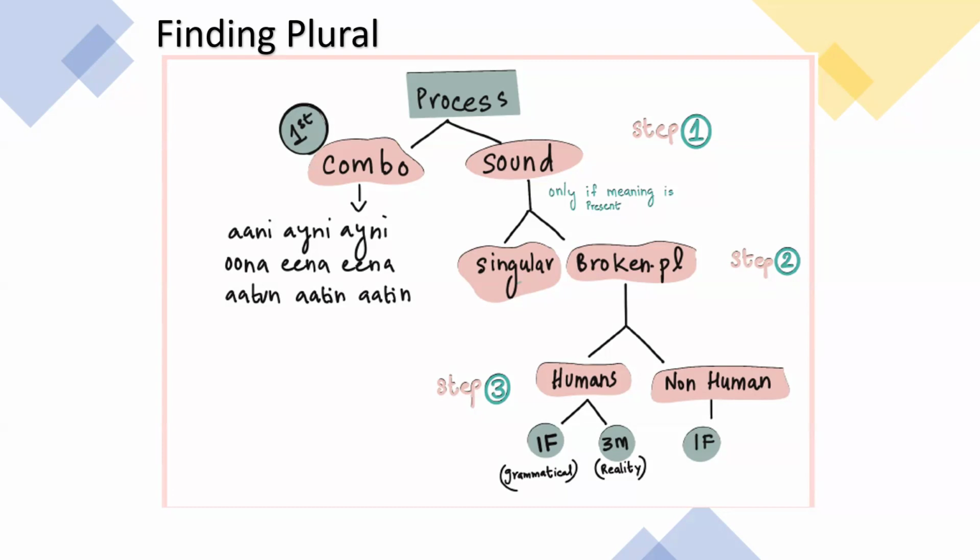If it is a sound only, and the meaning is present, meaning you know the meaning, or I have given you the meaning, in that case it could be singular or broken plural. If it is a broken plural, you have to check, is it a human broken plural or a non-human broken plural. If it is human plural, it has two possibilities grammatically, 1F or 3M. Non-human is only 1F. So this is the way to find the plural and tell what the plural is.